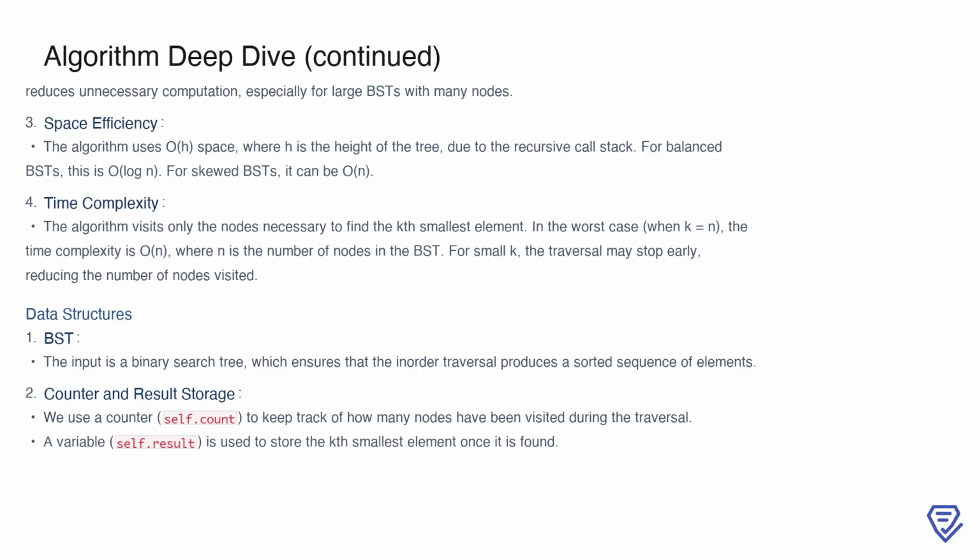As for time complexity, the algorithm visits only the nodes needed to find the kth smallest element. In the worst case, where k equals the total number of nodes, we would visit every node, resulting in O(n) time complexity. For smaller values of k, the traversal may end much earlier, which can significantly reduce the number of nodes visited. The algorithm leverages two key data structures, the BST itself, which ensures the inorder traversal produces a sorted sequence, and simple variables like the counter and result storage. These ensure the implementation remains lightweight and focused.